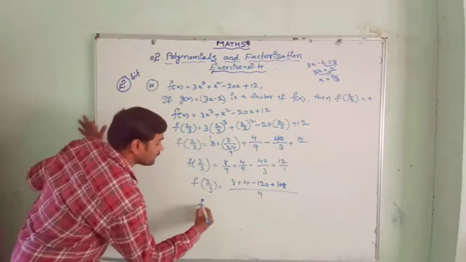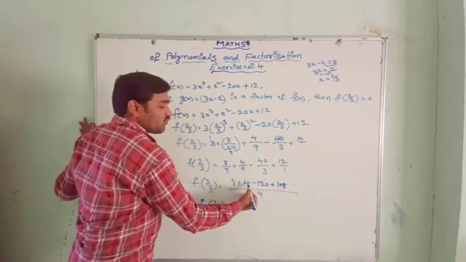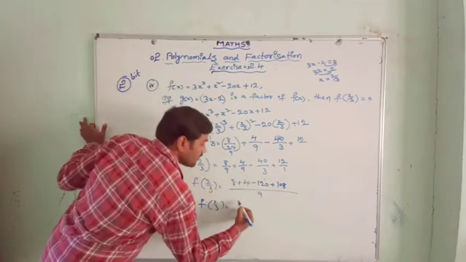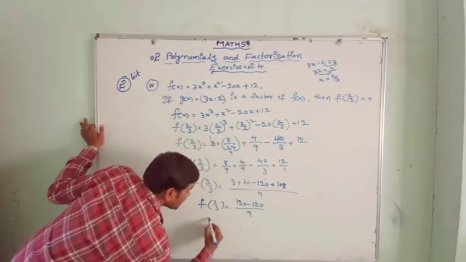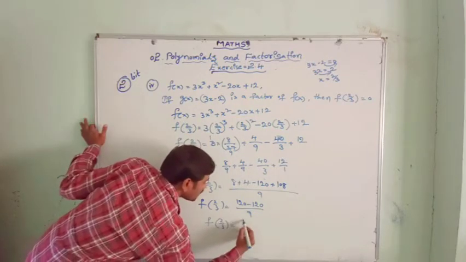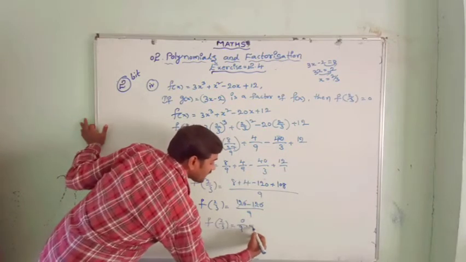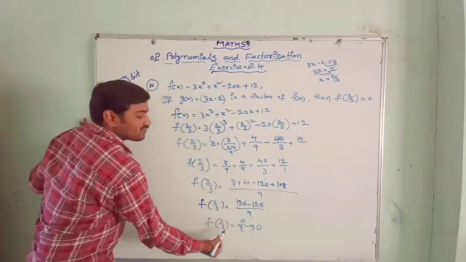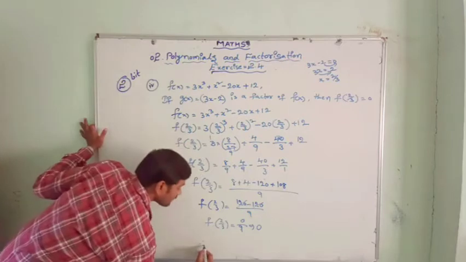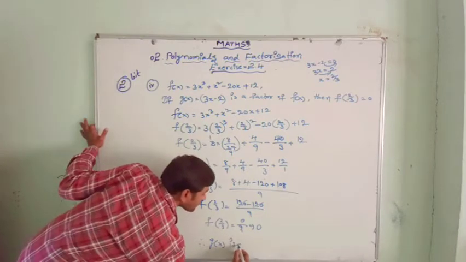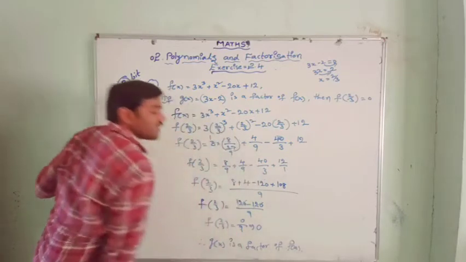So let us solve again. f of 2 by 3 equals 8 plus 4 is 12, 12 plus 108 is 120, 120 minus 120 by 9. That is f of 2 by 3 equals 0, as 120 minus 120 gets cancelled. 0 by 9 is nothing but 0. Simple. Here f of 2 by 3 equals 0. Hence g of x is a factor of f of x.